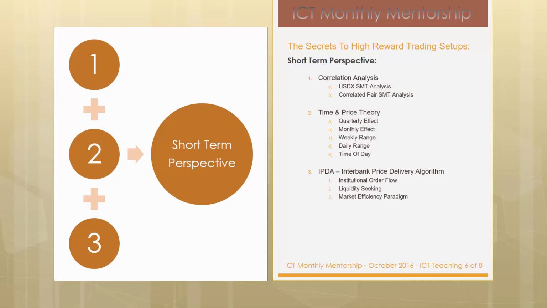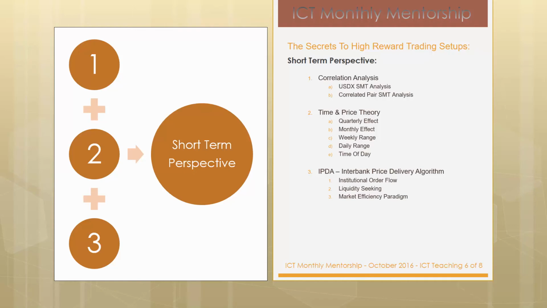So when we are looking at the short-term perspective, we require 3 things, okay? 3 things must come by way of these 3 areas of study: correlation analysis, time and price theory, and the IPTA. Preferably, you have to have at least one from each. In other words, your dollar index is giving you an indication that it's showing you a crack in correlation, or a correlated pair SMT is giving you insight. So that would be one way of determining correlation analysis.